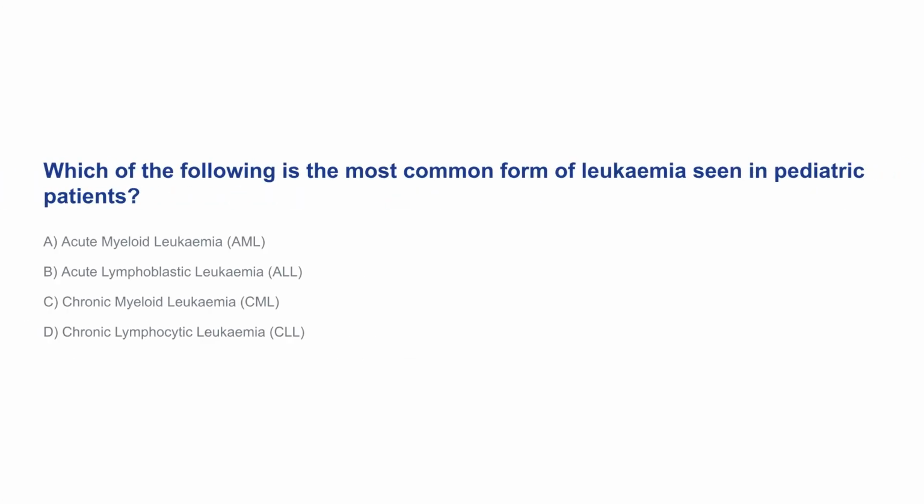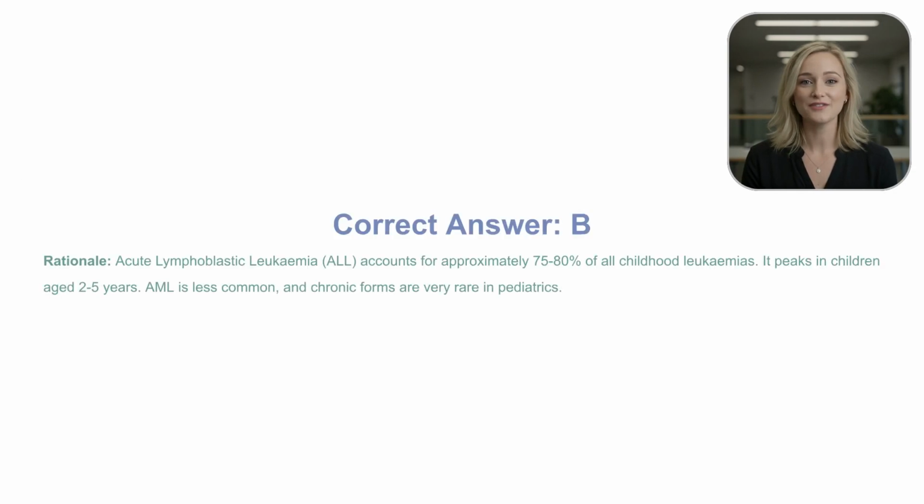Let's begin with our first question. Which of the following is the most common form of leukemia seen in pediatric patients? The correct answer is B. Acute lymphoblastic leukemia, or ALL, accounts for approximately 75% to 80% of all childhood leukemias. It primarily affects children aged 2 to 5 years.